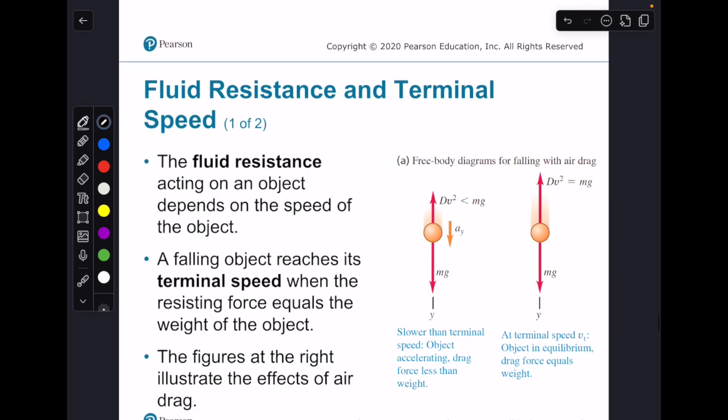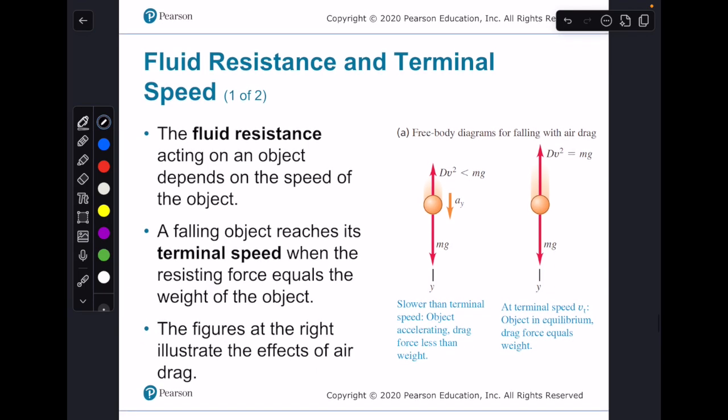So let's talk about another type of frictional force, and we're going to call this type of frictional force fluid resistance. Fluid resistance is a force that acts on an object in a medium, and that resistance or that friction is dependent on the speed of the object.